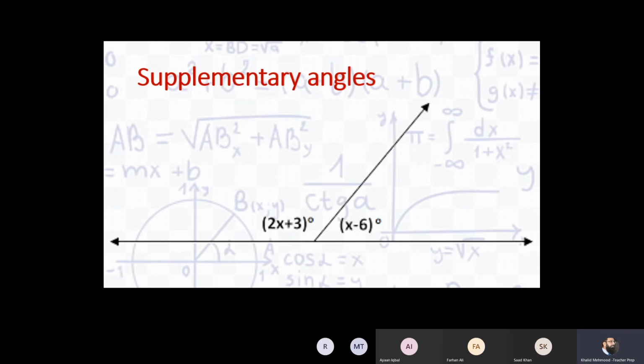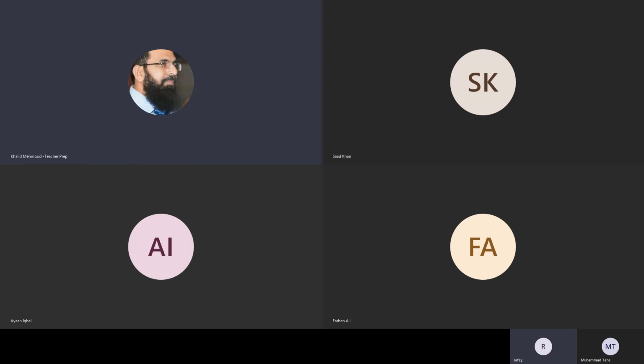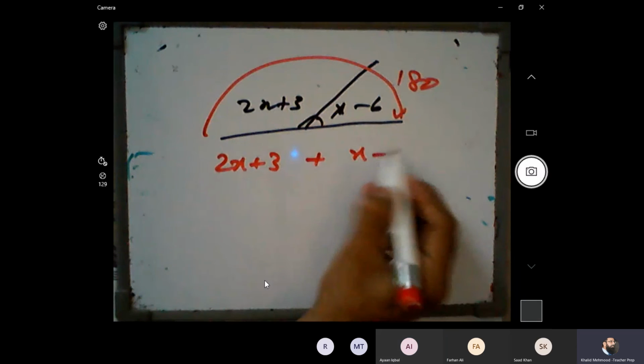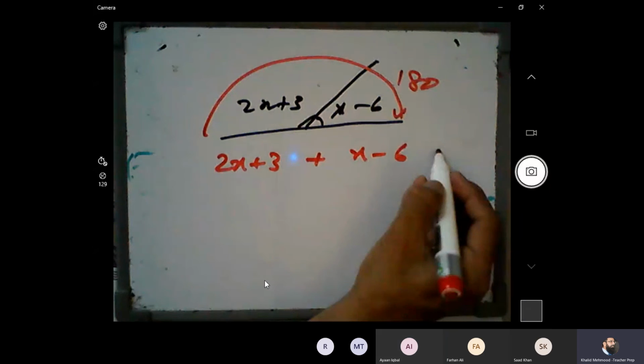This is a problem in which one is a straight line and we have two angles. One is of 2x plus 3 and one is of x minus 6. So how will we solve it? We'll be solving it in the same way as we have done previously. We'll say that this is a straight line angle, so this makes 180. So that's why we'll be writing that 2x plus 3 plus x minus 6 is equal to 180.